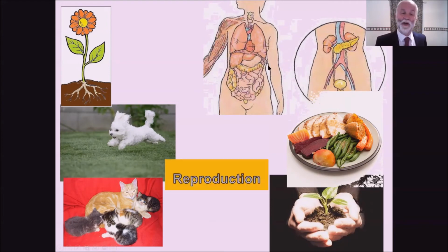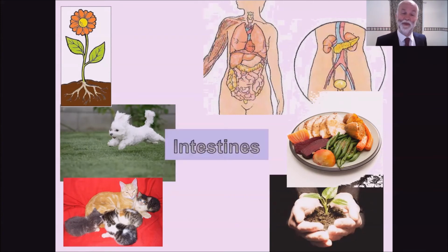And reproduction. Production, remember, was making something. Reproduction is making new ones. Reproduction, this cat has had some kittens and has reproduced. Intestines are down here. They're lower down than your stomach, and they take the stuff that you've eaten after we've got the goodness out of it.